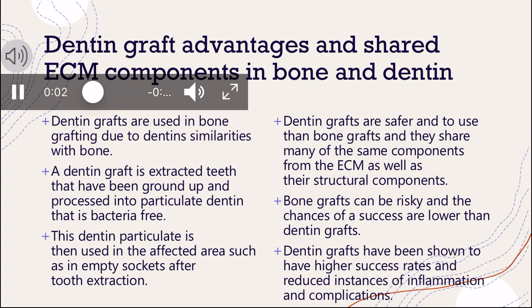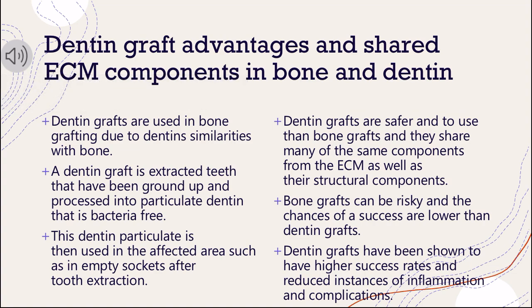Dentin grafts are used in bone grafting due to dentin's similarities with the bone. A dentin graft is extracted teeth that have been ground up and processed into particulate dentin that is bacteria-free. This dentin particulate is then used in the affected area, such as in an empty socket after tooth extraction.